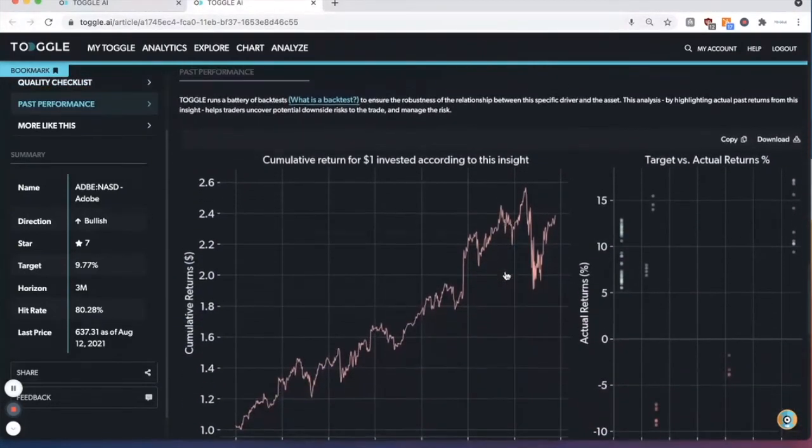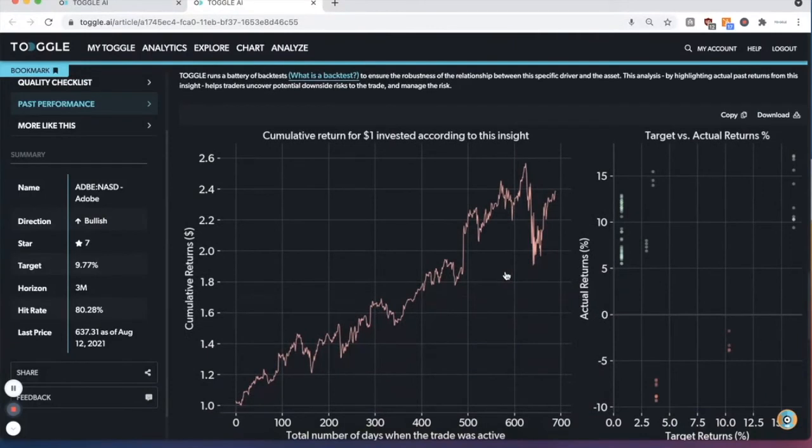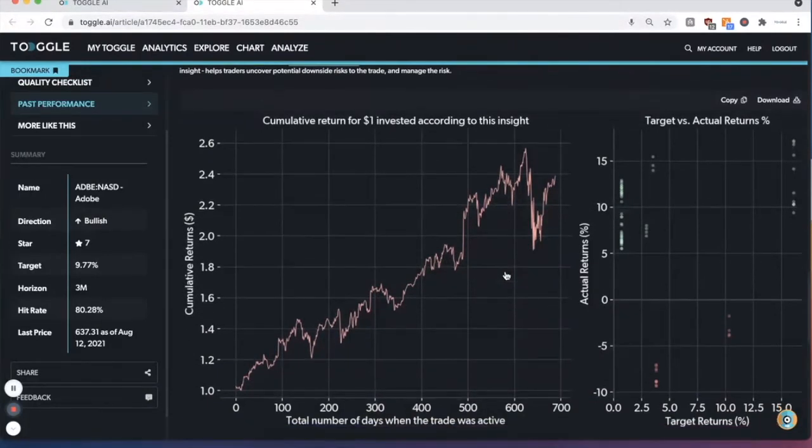Continuing on, these two graphs show the backtesting returns. In the first graph on the left, it shows how one US dollar would have grown following all the insights previously generated by the system. The aim of this is for the insights to have a high cumulative return and small drawdown. On the right, the scatter plot shows the relationship between what Toggle predicted and what actually happened. As you can see, the target return is on the x-axis and the actual return on the y-axis.